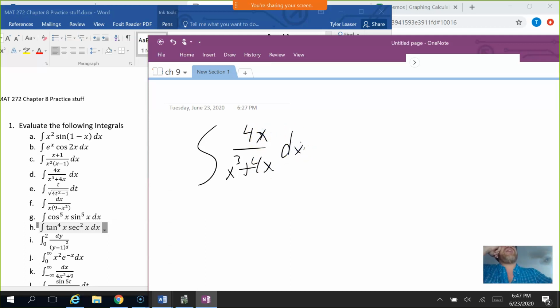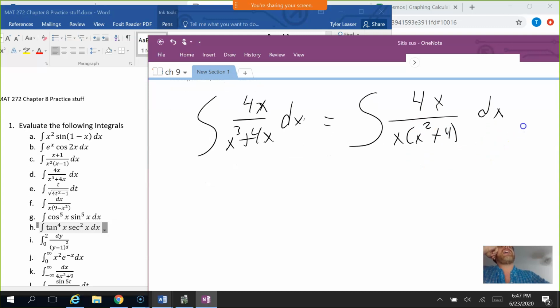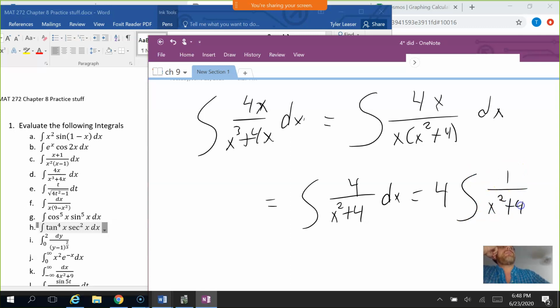All right, be careful with your algebra rules here. The 4x's would definitely not just cancel out top and bottom. That's not how it works because of this plus sign downstairs. But what we can do is we can factor an x out of the denominator. And then I have an x up top and an x on the bottom that cancels out. So now we're left with this integral of 4 over x squared plus 4 dx. We can pull that 4 out because that's not really doing anything. And we're left with the integral of 1 over x squared plus 4.